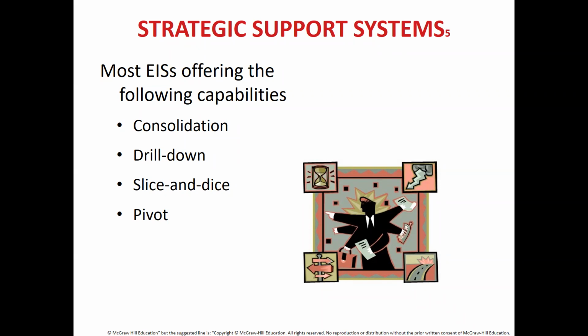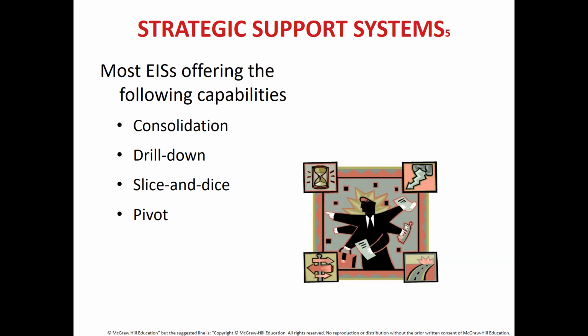Executive information systems are specialized decision support systems. What they generally do is aid decision making for strategic level decision makers. In other words, they help in making long-term decisions, decisions that will enhance the organization's future. Now, going back to slide number 31, most EIS offer the following capabilities.